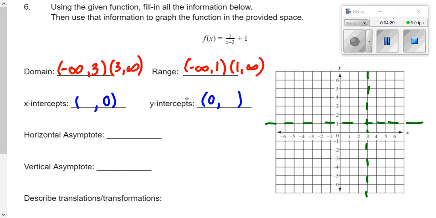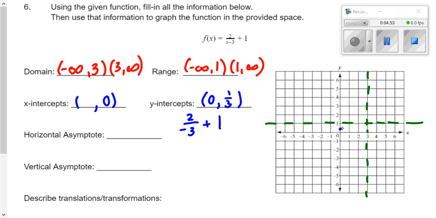So for example, the y-intercept, if x were 0, I'd have 2 over -3, put in 0, plus 1. So -2/3 plus 1 is 1/3. And so that point is round about here.